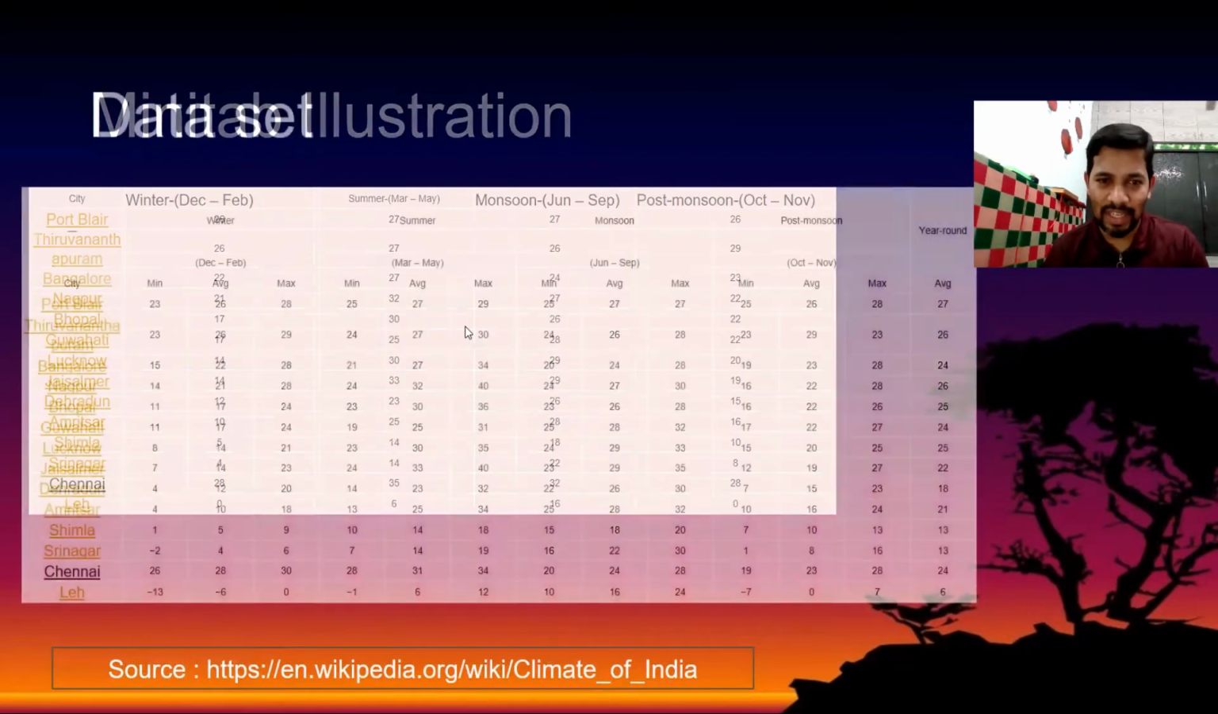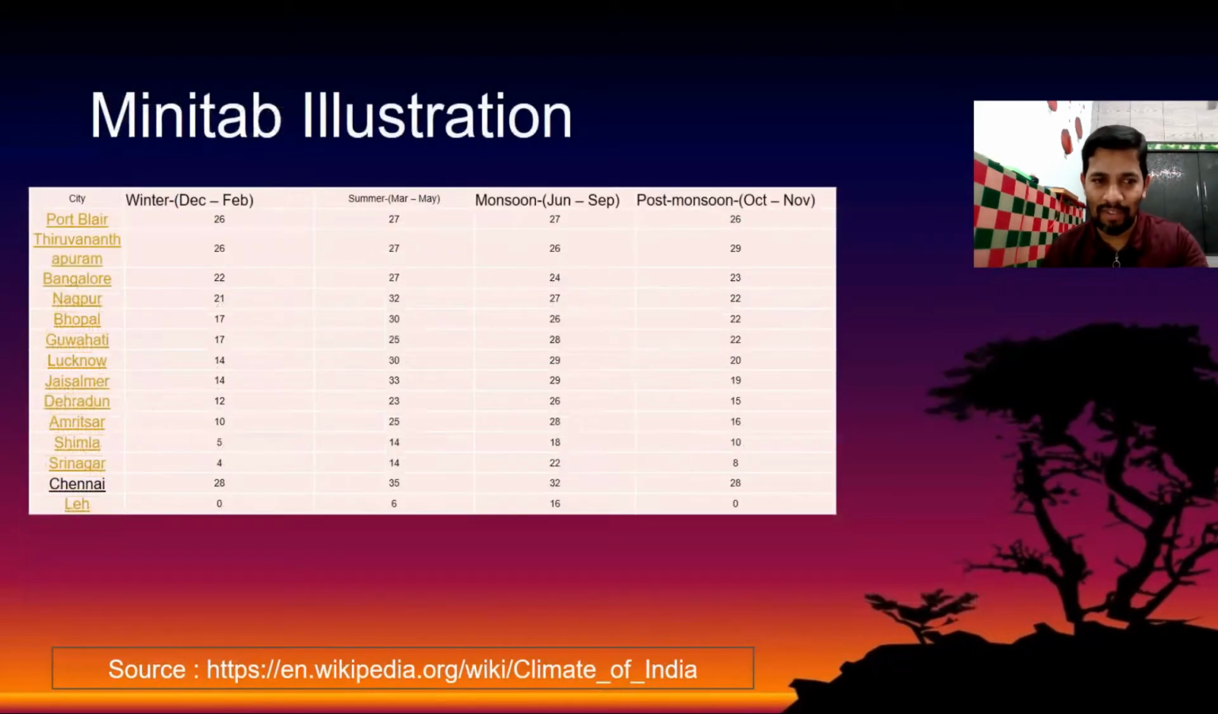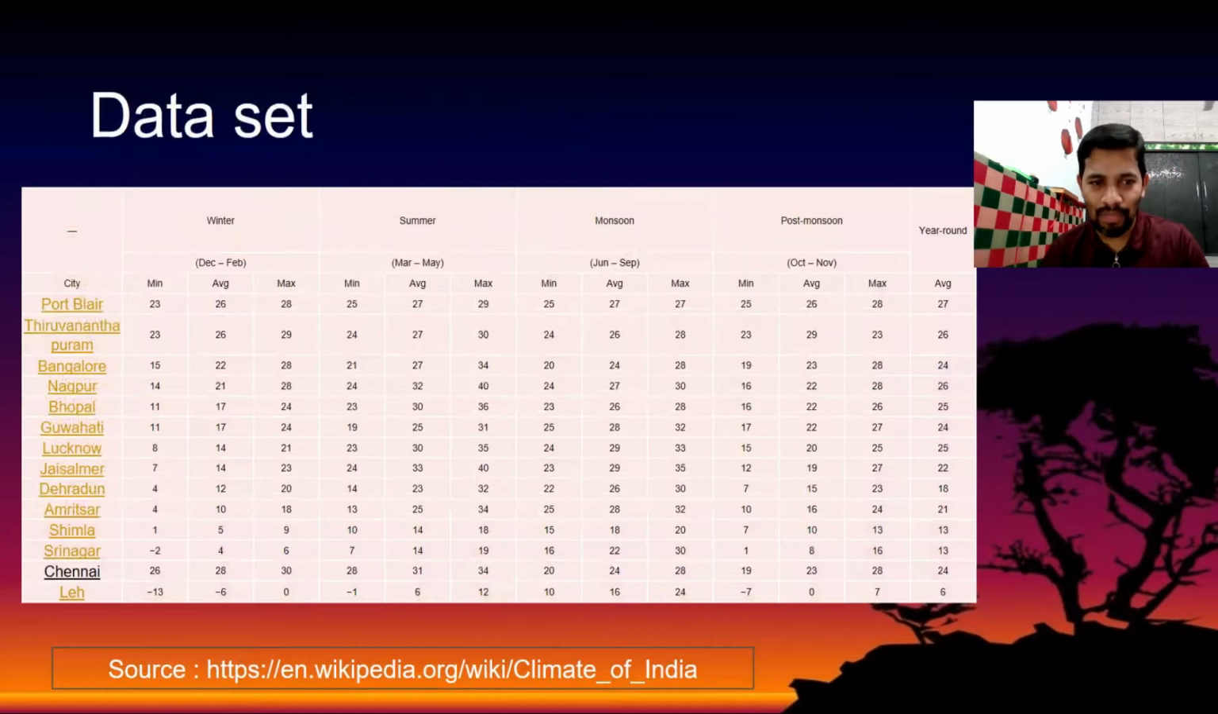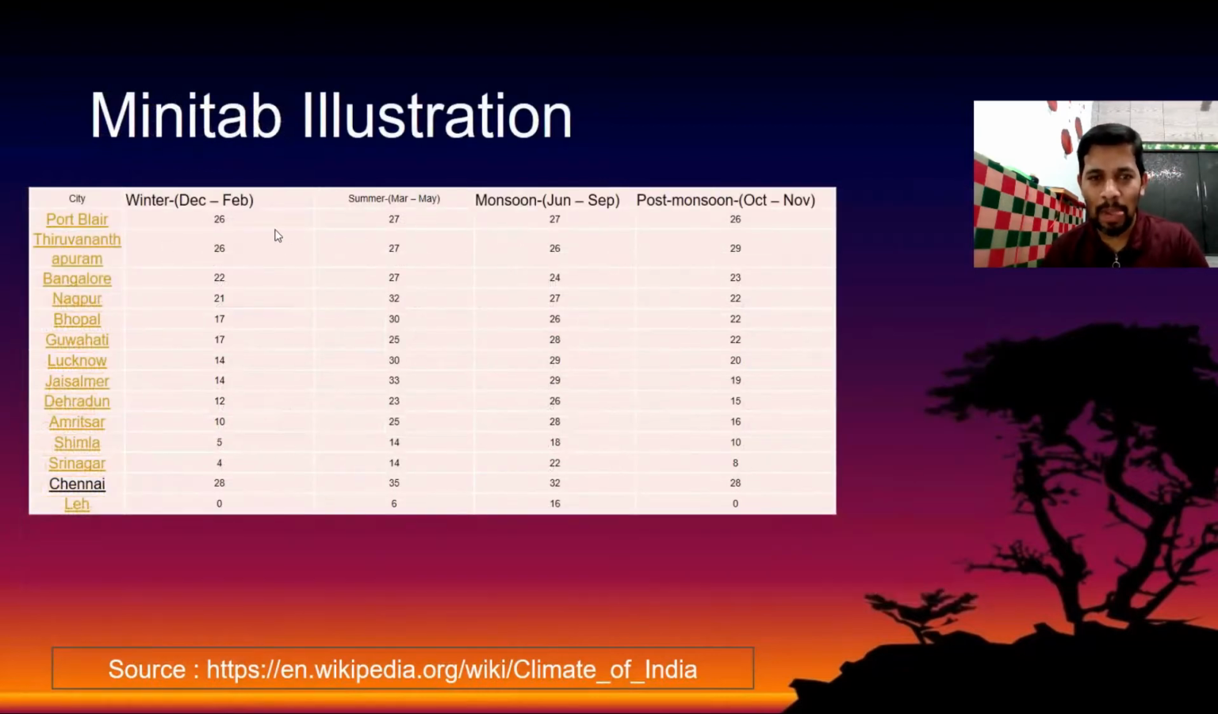I cut-shorted this data. I'm just going to have only the average value. So from this, only the average value I have taken. And this is the categorical data I have, which we are going to discuss in more detail.